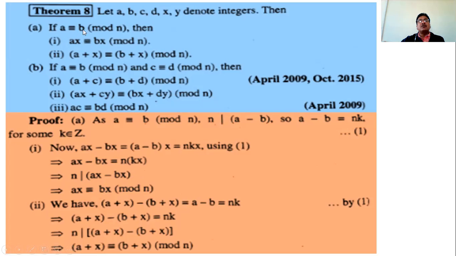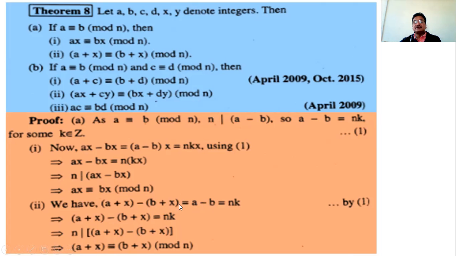Also we have to show if A is congruent to B modulo n, then A plus X is congruent to B plus X modulo n. So A plus X is congruent to B plus X modulo n if n divides A plus X minus in bracket B plus X, and n divides A plus X minus B plus X if A plus X minus B plus X is expressed in the form n into some integer. So consider A plus X minus B plus X and try to express this in the form n into some integer.